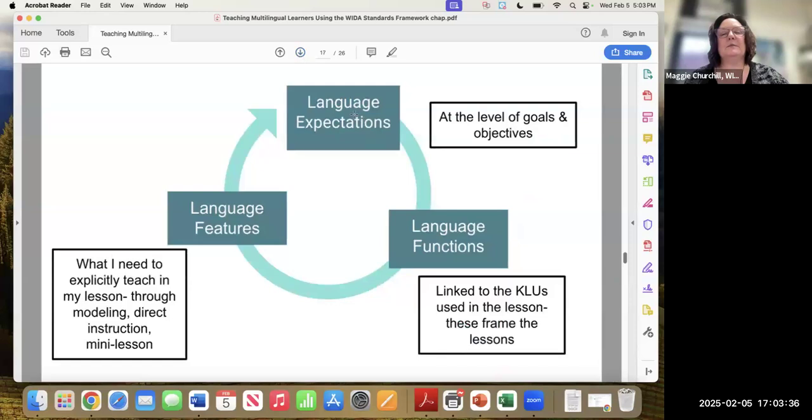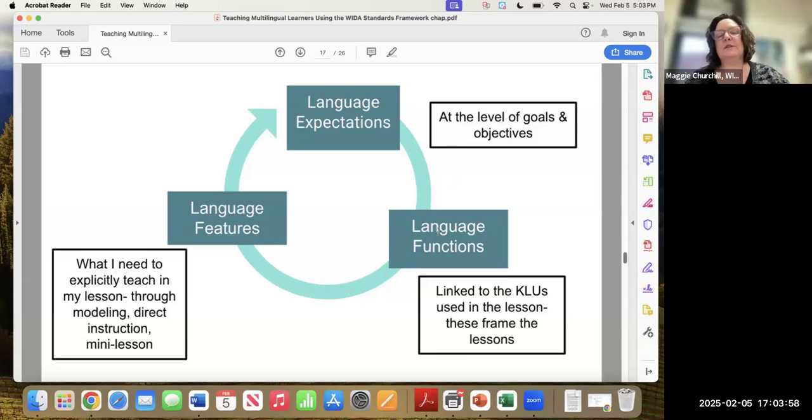And that's really this next piece. Within each grade level cluster, within each key language use, you have those language expectations. They look and sound like lesson objectives. I use them like that in my lesson plans. I don't change them. That's how I know I'm linked directly, using them as lesson objectives.